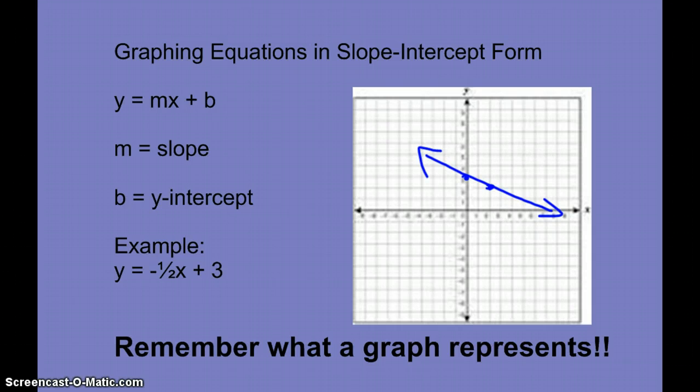And so that's what the graph is representing. The graph is all the solutions to that equation. And so that's why we make sure we put arrows on the end, because we're talking about every possible solution. It will continue on beyond the points we graph.